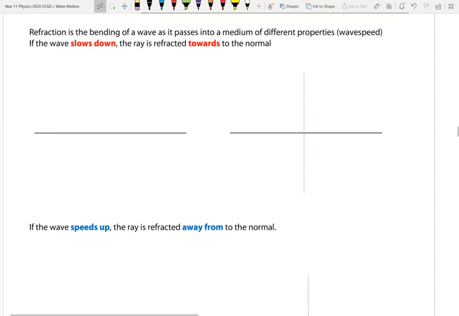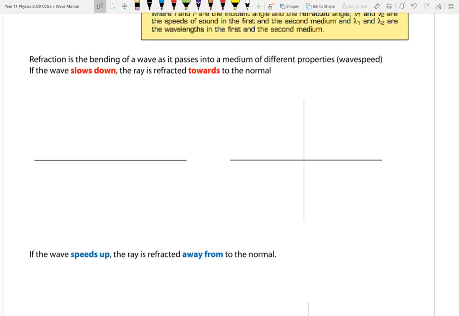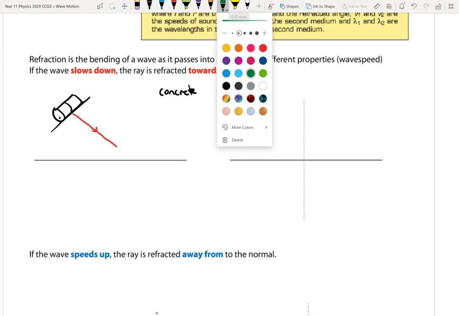The easiest way to explain refraction is to imagine a barrel that was rolling along a fast surface, such as concrete. All right? Now, the edge of the barrel would represent the wave front, and the direction that the barrel is rolling would be the ray. Okay? Now, I need you to imagine that this barrel went from a fast-moving medium to a slow-moving medium, such as grass.